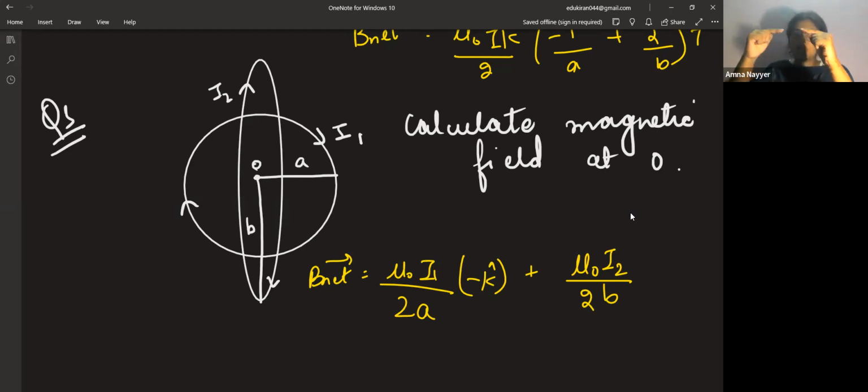out, yes? So if you curl your right hand fingers like this, thumb is pointing towards negative x-axis. This is negative x-axis, so this becomes minus i cap. That's it. Then you can take whatever things are common, whichever things are left. And if values are given, you can substitute the values of radius. We are doing it generalized. You can get values also, current and radius and all like this.